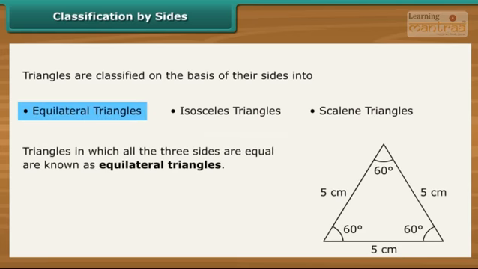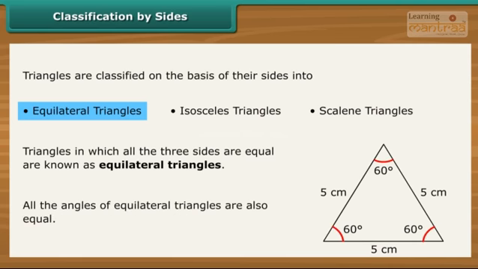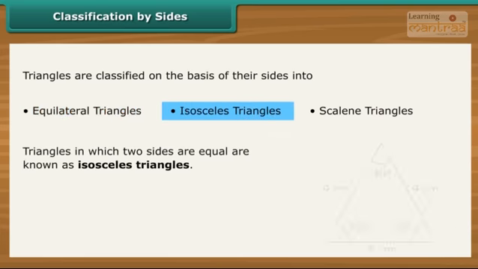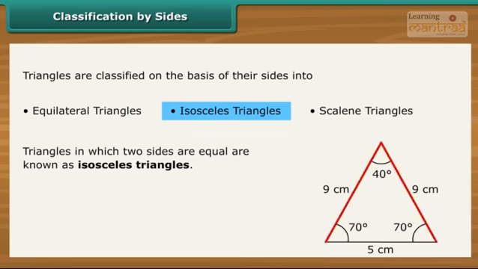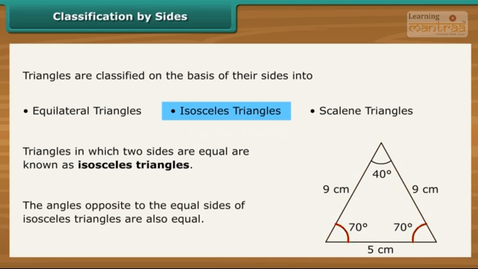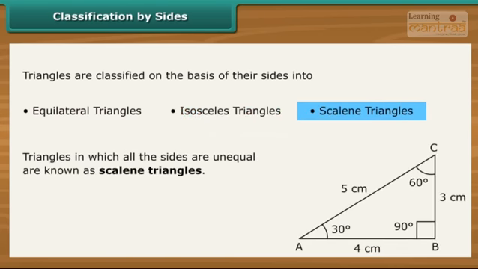Triangles in which all the 3 sides are equal are known as equilateral triangles. All the angles of equilateral triangles are also equal. Triangles in which 2 sides are equal are known as isosceles triangles. The angles opposite to the equal sides of isosceles triangles are also equal. Triangles in which all the sides are unequal are known as scalene triangles. All the angles of scalene triangles are unequal.